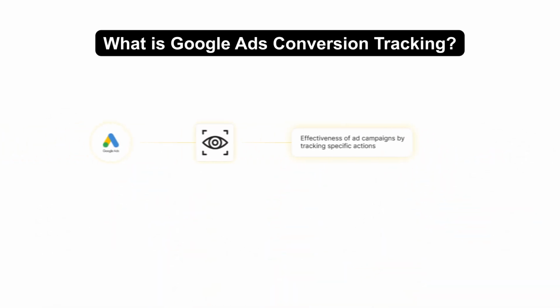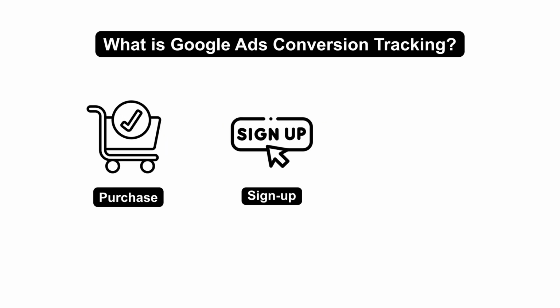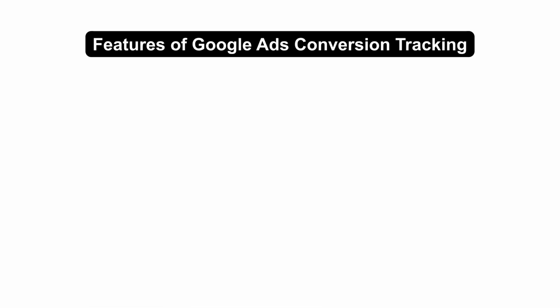Google Ads conversion tracking measures the effectiveness of your ad campaigns by tracking specific actions taken after an ad click. Whether it's a purchase, a sign-up, or a form submission, every action is recorded as a conversion. Let's dive into the features of Google Ads conversion tracking.